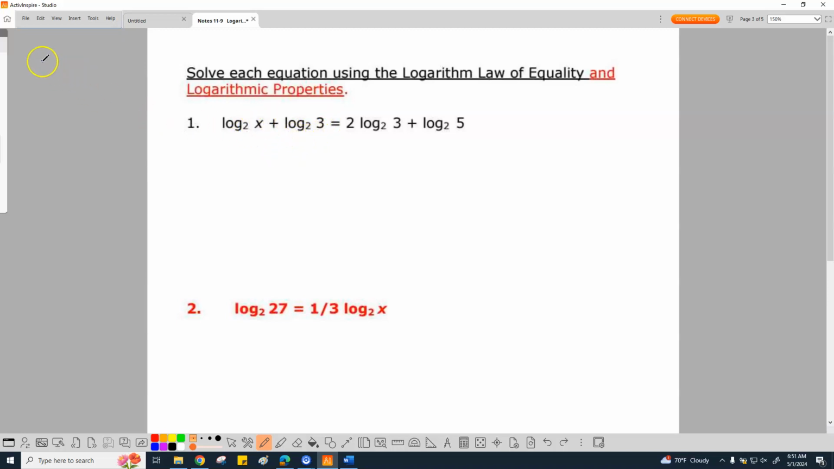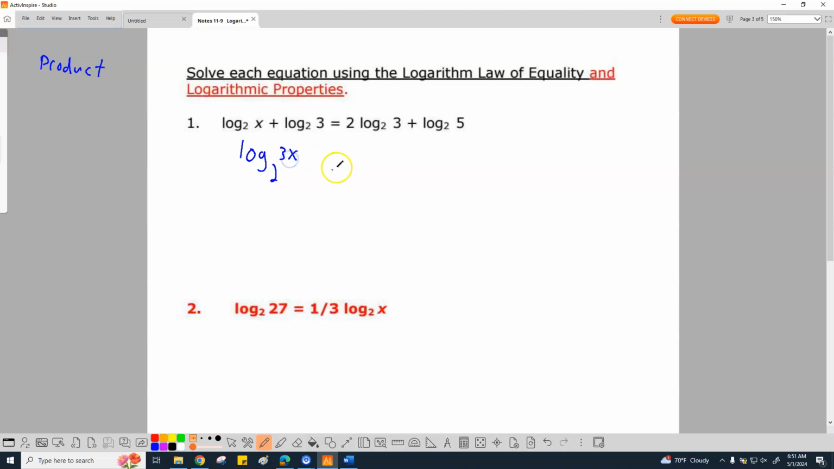So using our product rule, check out what I can do here. This is log base 2, log base 2. I can put this together. When I have the addition, that means multiplication. So watch how this goes together. Log base 2, and I'm going to put it in the pretty order. I'm going to put the number 3 first, and then I'm going to put the x next.